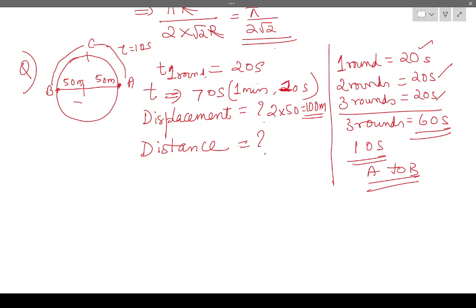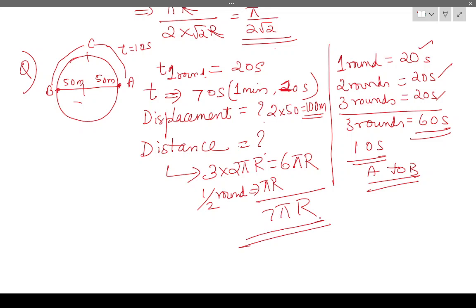Distance is going to be a little tricky portion. Why is it going to be tricky? Because you have to calculate in 3 rounds. For 1 round, you will be covering the circumference of the circle, which is nothing but 2 pi r. So 3 rounds, 3 into 2 pi r, that is going to be 6 pi r. After that, you are covering half a round, which is nothing but pi r. So 6 pi r plus pi r is 7 pi r.